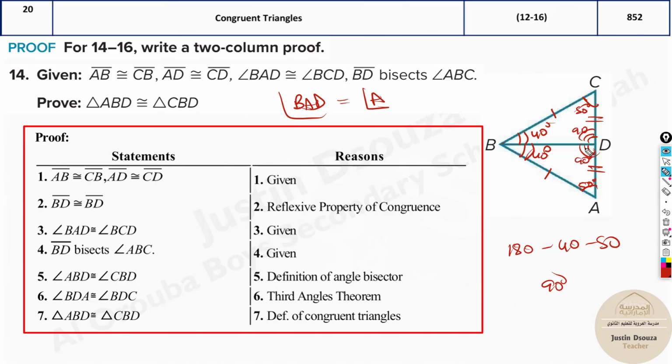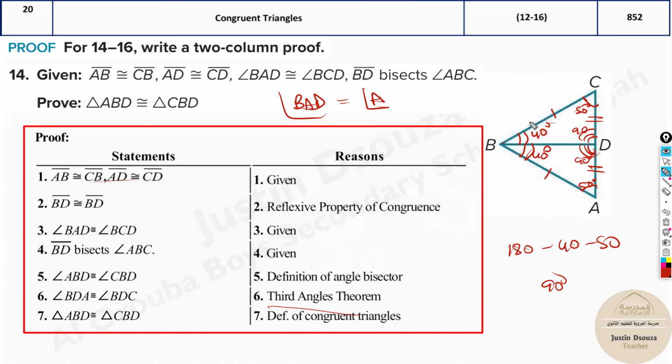This will also be 90. So that's why, if two angles are the same in a triangle, the third one in both the triangles will be equal. So this is by the third angles theorem. You can see that's the third angles theorem. See, lots of things are given over here. Just the given things are written, each angle, everything is given.